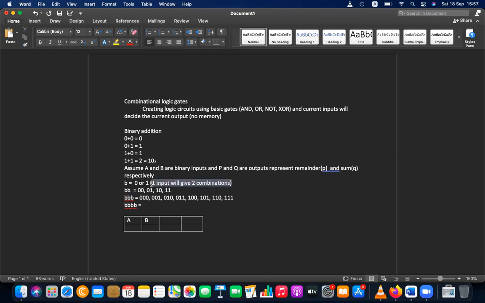And 2 inputs will give you, so if you don't know, please write down, right? 2 inputs will give you 4 combinations. 4 means, actually speaking, 2 to the power 2. That is 4, right? So this is how you calculate. 2 inputs means 2 to the power 2, 4 combinations. Then 3 inputs will give you 2 to the power 3. 2 to the power 3 is 8 combinations.